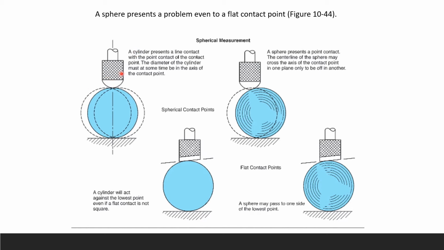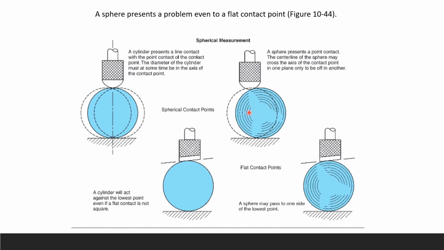A sphere presents a problem even to a flat contact point. So here, your part is a sphere, and we have flat contact, and we have sphere contact. So that's your spherical measurement. A cylinder presents a line contact with a point contact of the contact point, and the diameter of the cylinder must at some time be in excess of the contact point. I'm just trying to tell you how difficult it is to have a sphere to sphere contact.